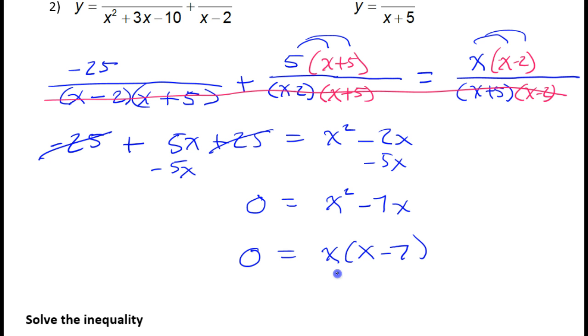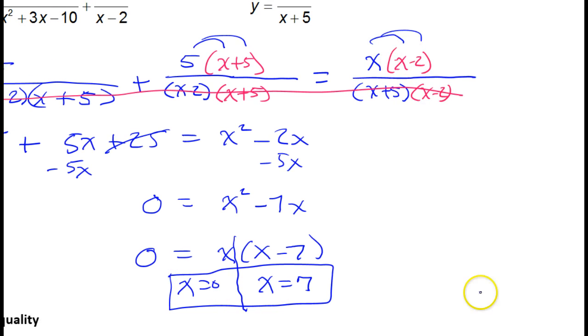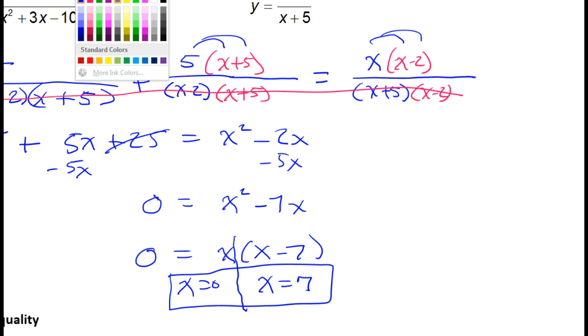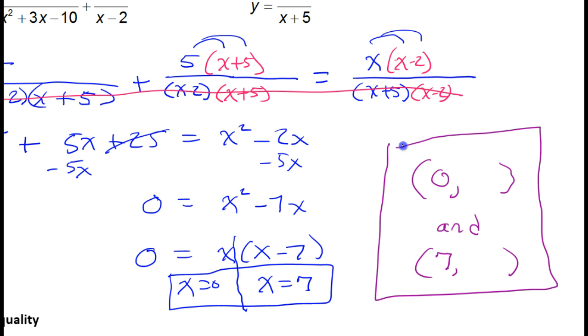So setting these equal to 0, it's like I'm splitting these apart. So I've got x equals 0, and over here I'm going to get x equals 7. So these are my two x values. But I need to find the y values that go with them. In other words, I've got 0 comma something, and I've got 7 comma something. For my final answer, I need those y values.